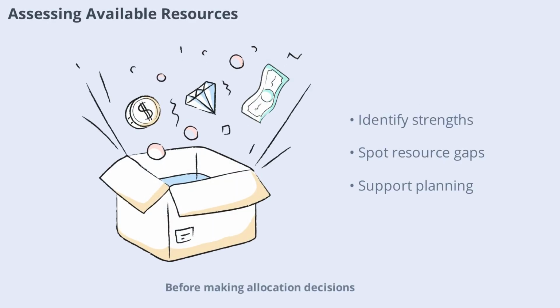Before making allocation decisions, it's crucial to assess what resources you have at your disposal. This includes financial capital, human talent, technology, and time. Conducting a thorough inventory helps identify strengths and gaps, ensuring that resources are deployed where they can have the greatest impact. Accurate assessment also prevents overcommitment and supports realistic planning. Let's move on to the importance of prioritizing initiatives.